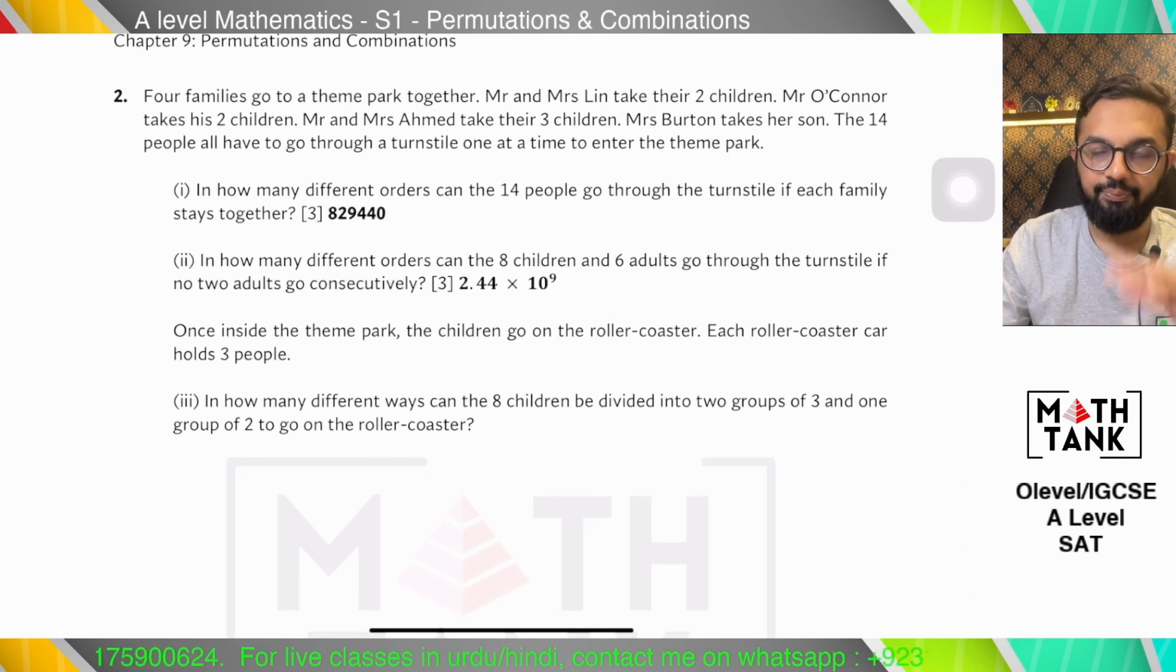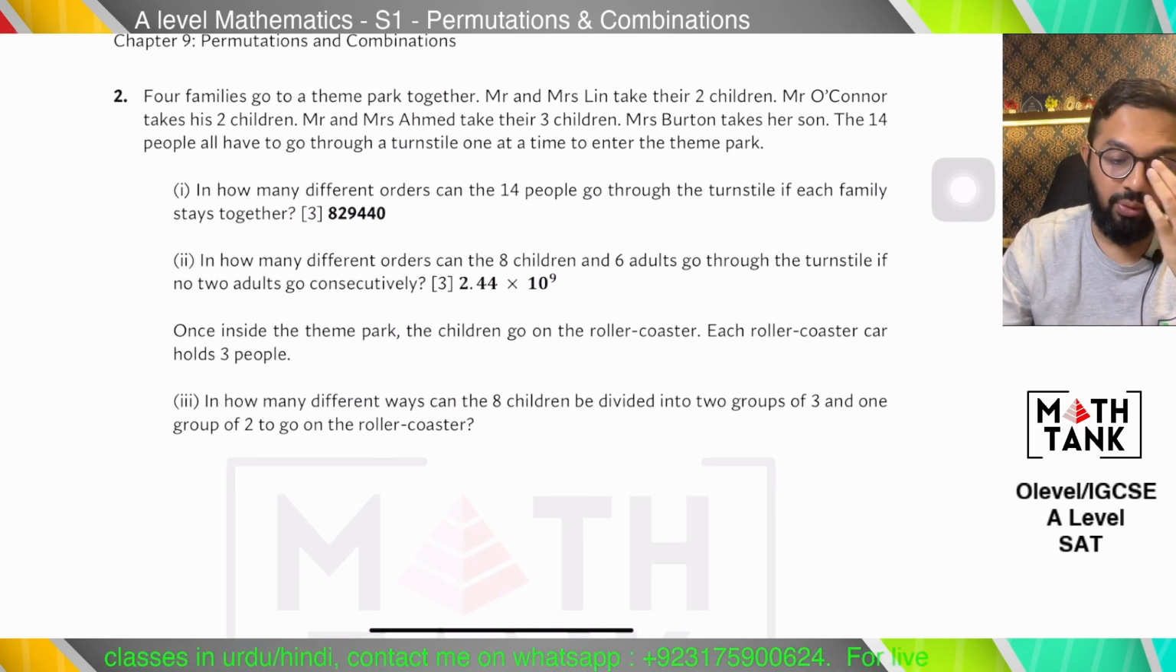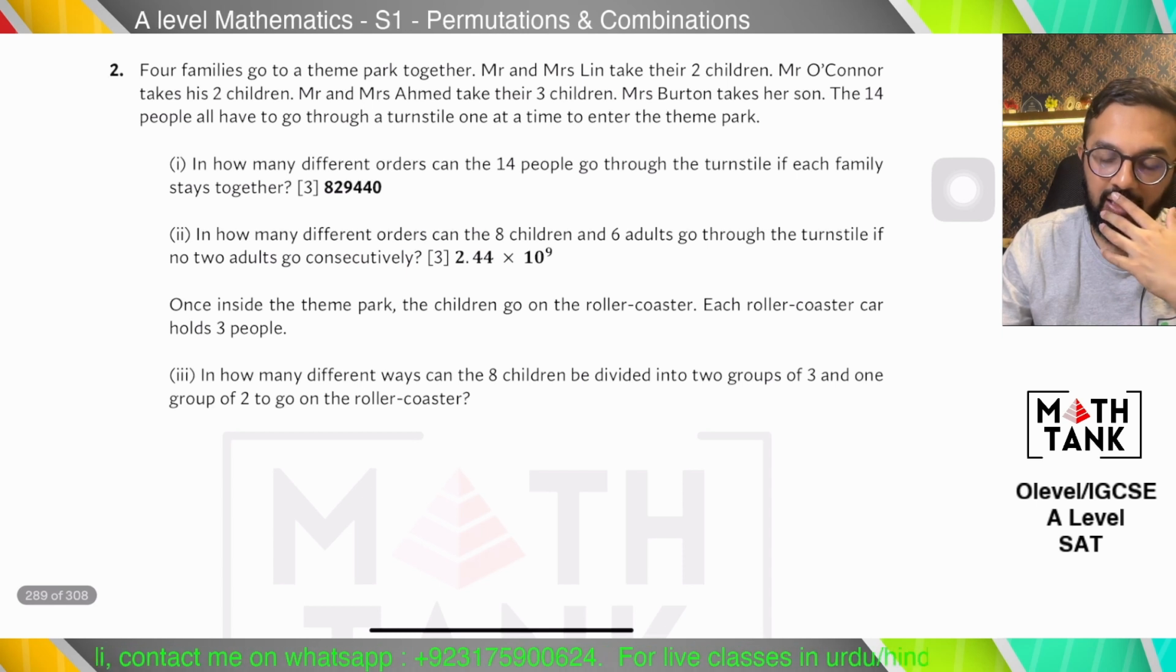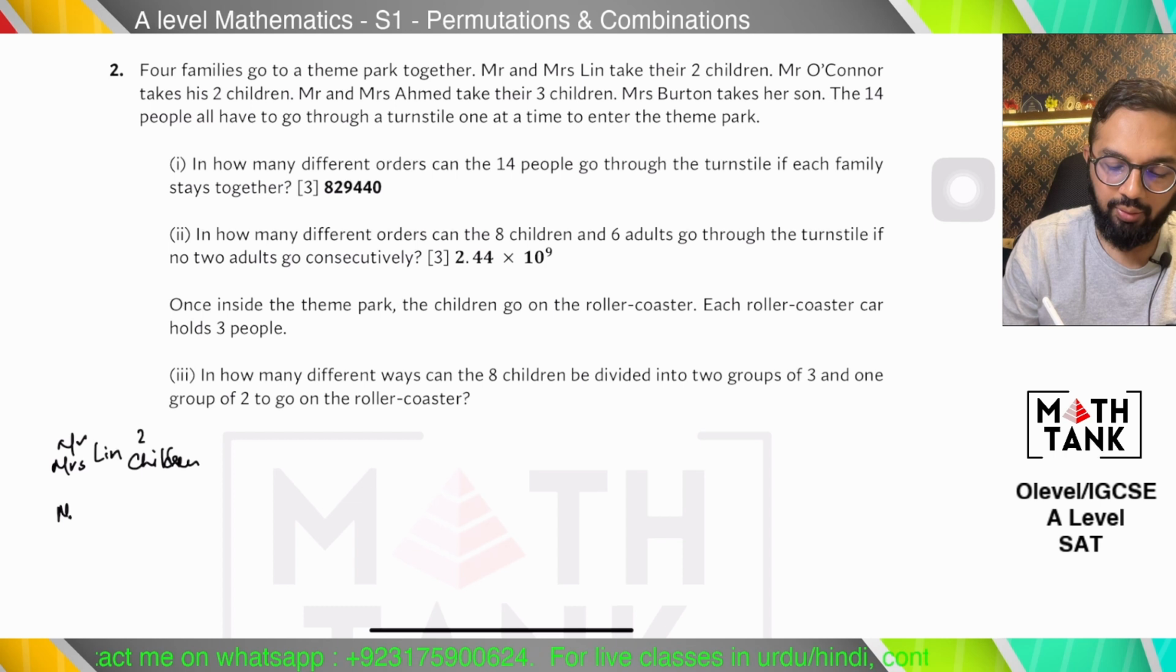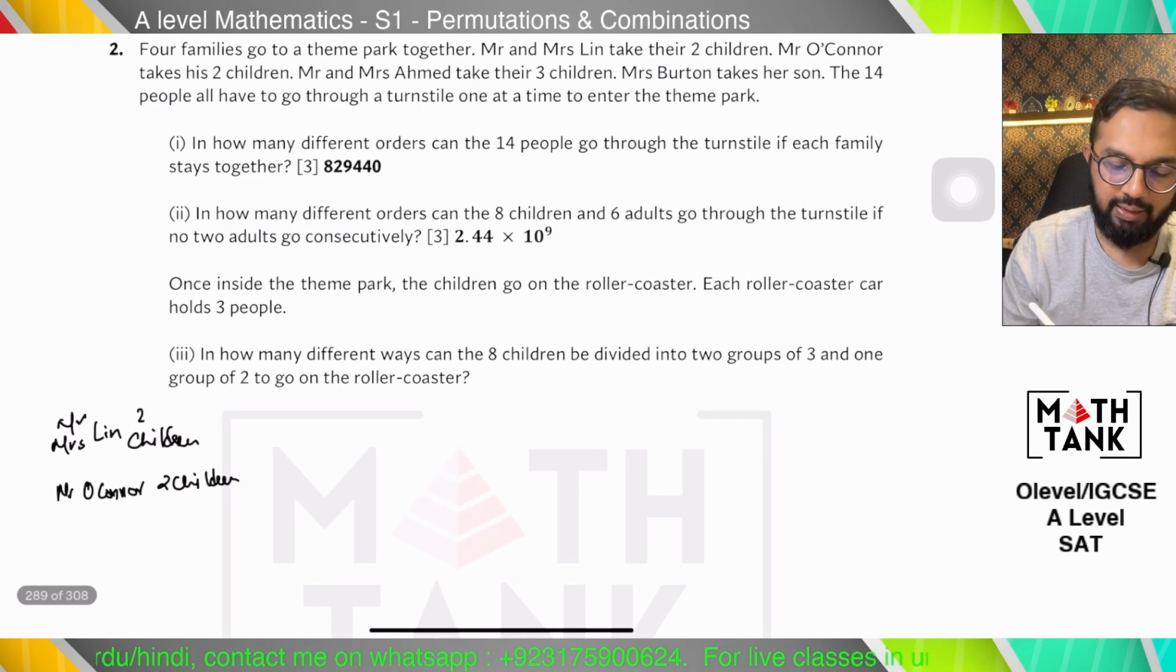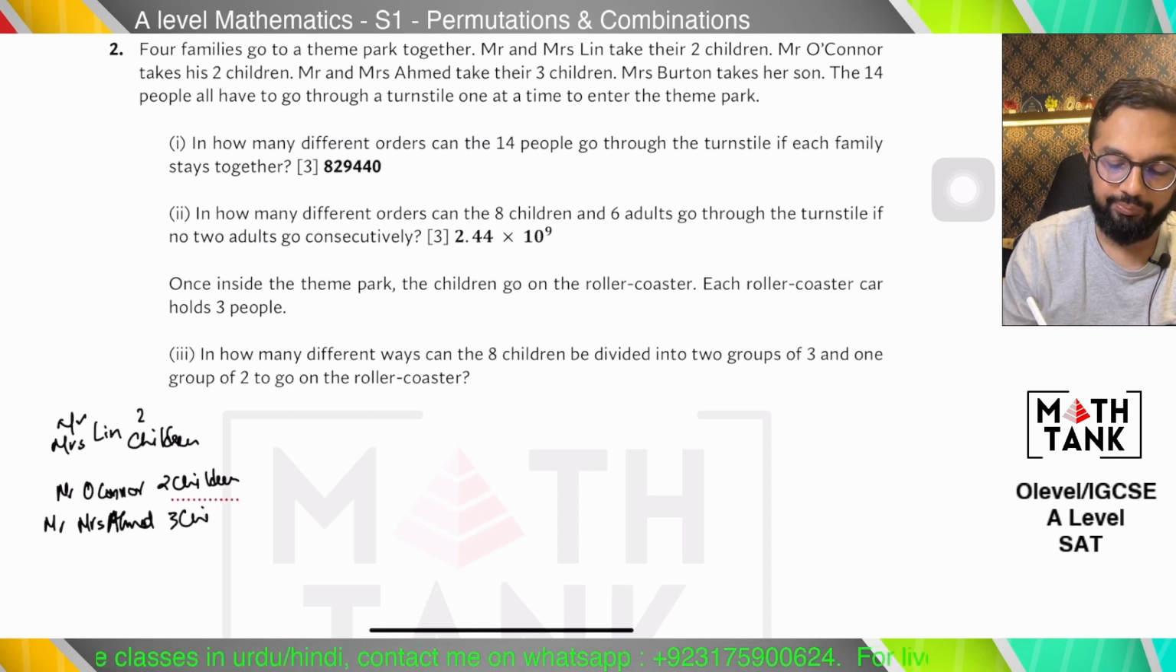Let's look at the next one. It says 4 families go to a theme park. Mr. and Mrs. Lin take their 2 children. Mr. O'Connor, 2 children. Mr. and Mrs. Ahmed, 3 children. Mrs. Burton, 1 child.